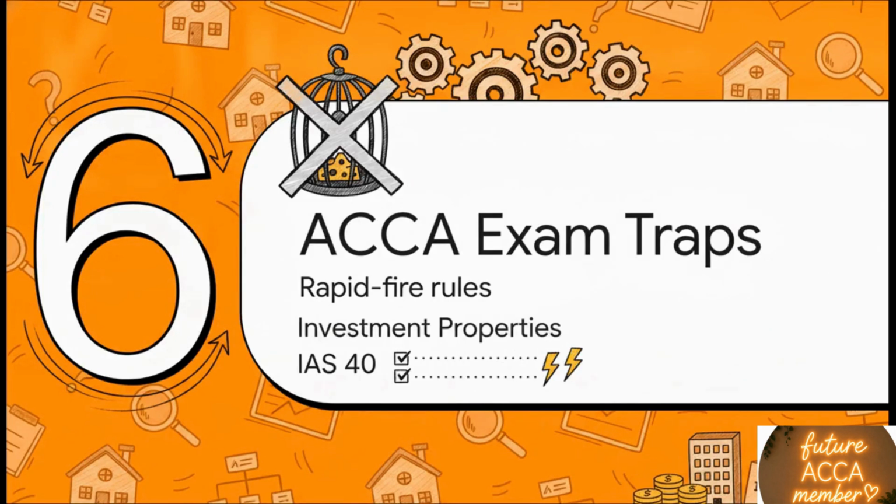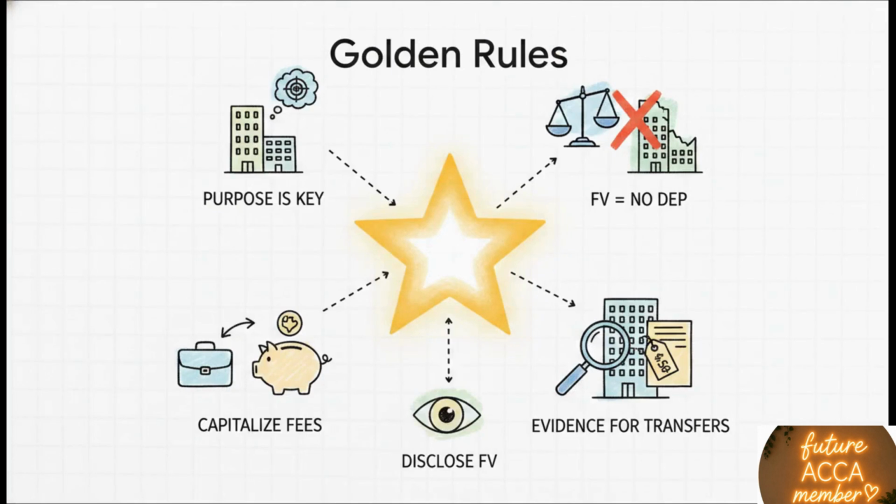All right, before we wrap up, let's consolidate everything we've talked about into a rapid-fire checklist of common examiner traps. I want you completely bulletproof on exam day. Let's recap the golden rules. 1. Purpose drives classification, not what the building looks like. 2. Capitalize your buying costs, like legal fees. Do not expense them. 3. If you use the fair value model, take all gains to P&L and do not depreciate the investment property. 4. Demand hard physical evidence for any transfers. 5. When you sell, any leftover surplus goes straight to retained earnings.